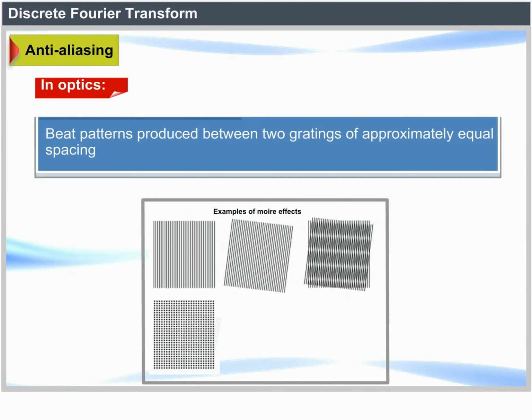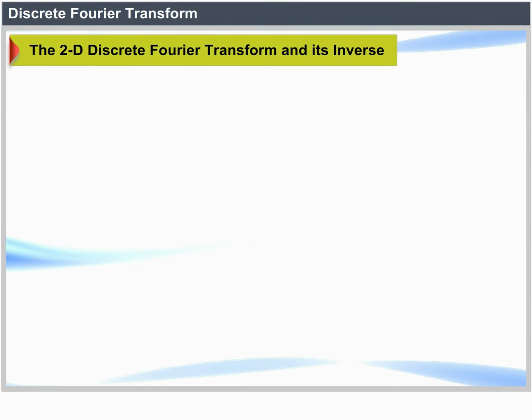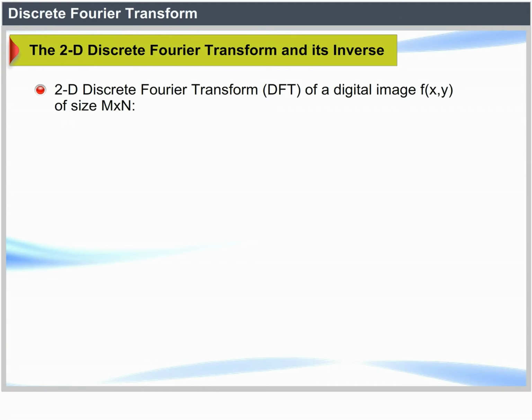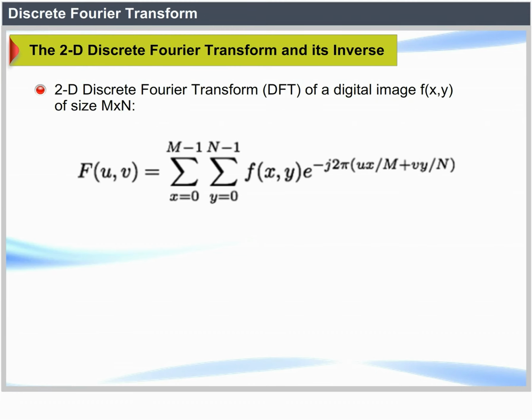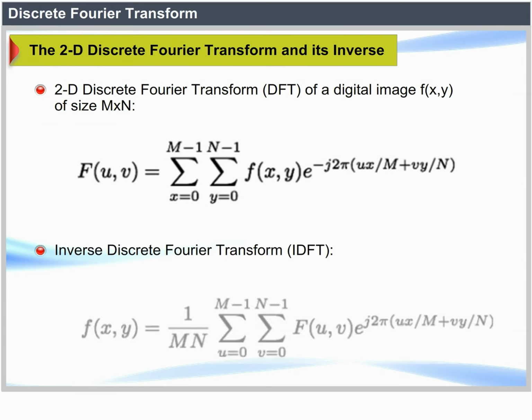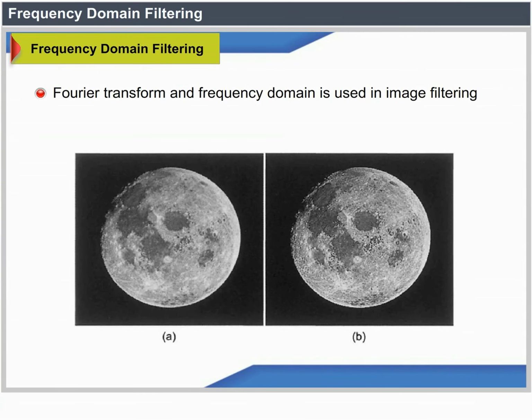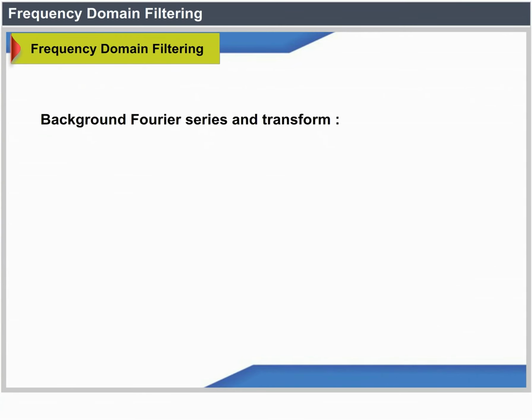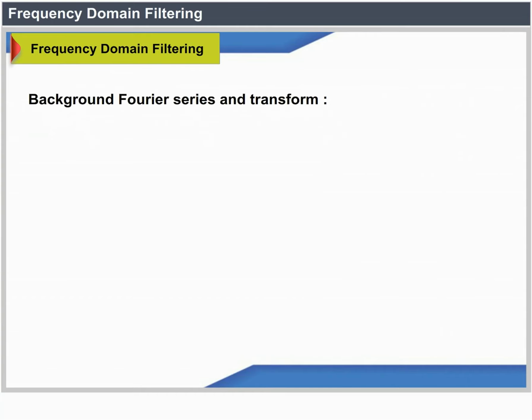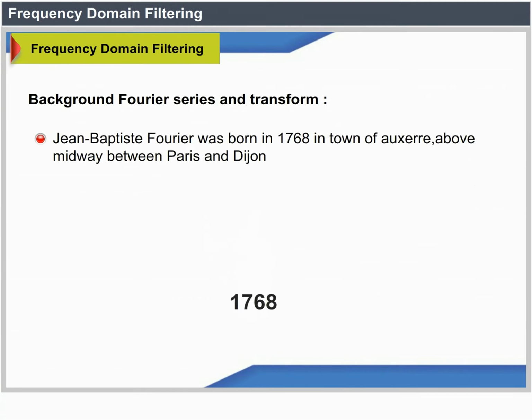Frequency domain filtering. Fourier transform and the frequency domain are used in image filtering. Background: Fourier series and transform. Jean-Baptiste Fourier was born in 1768 in the town of Auxerre, about midway between Paris and Dijon. The contribution for which he is most remembered was outlined in a memoir in 1807 and published in 1822 in his book La théorie analytique de la chaleur, which means the analytic theory of heat. This book was translated into English and published by Freeman in 1878.